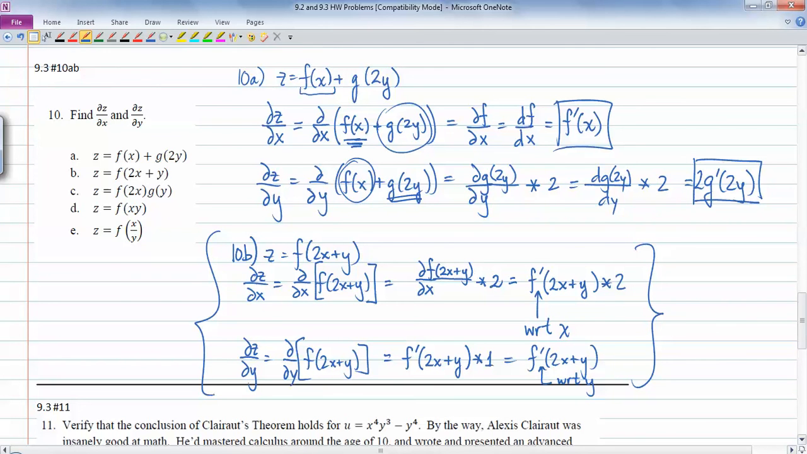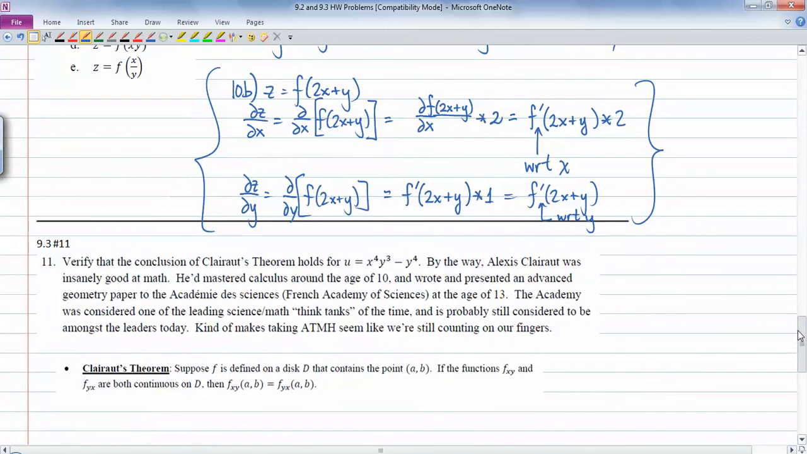So, okay, let's take a look at 11. Clairaut's theorem. By the way, there's the little blurb about Clairaut. So let's see. U is really a function of x and y. U of x, y equals x to the 4th y cubed minus y to the 4th. And it doesn't actually say verify that the whole theorem holds. It just says verify the conclusion. So here's the conclusion right there.